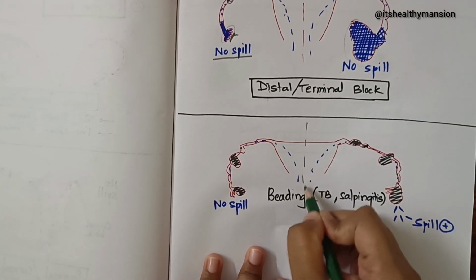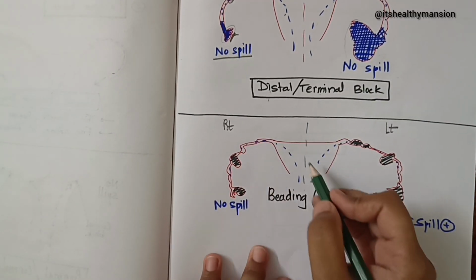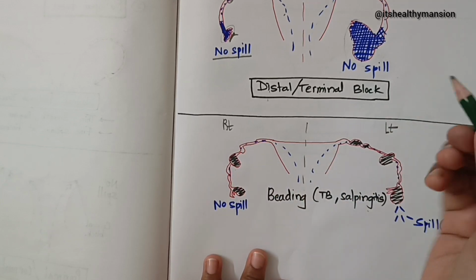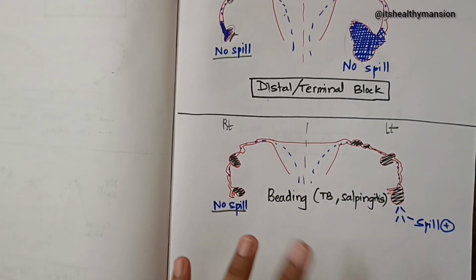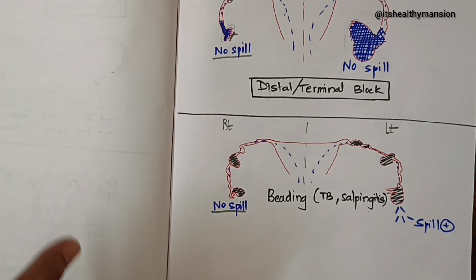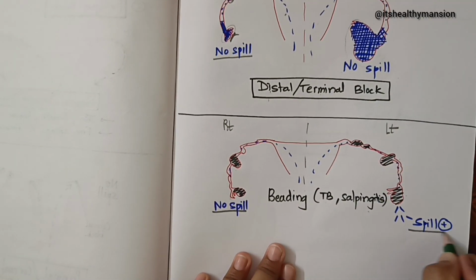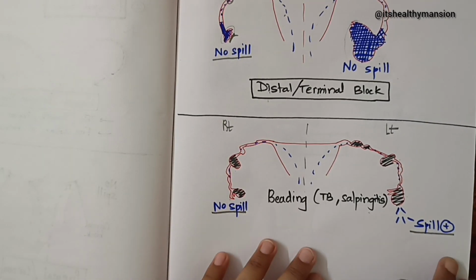I have divided this into two parts, right side and left side. Whenever the spill passes from the fallopian tubes, you may see some small circular beads, and here there is no spill also. Sometimes in some patients we see in their HSG films that there are some beads but spill is present. So you have to note this, spill present or spill absent.